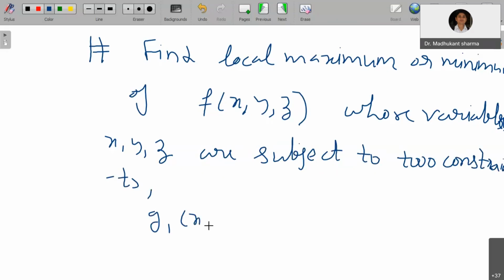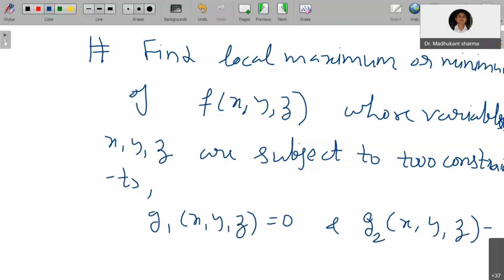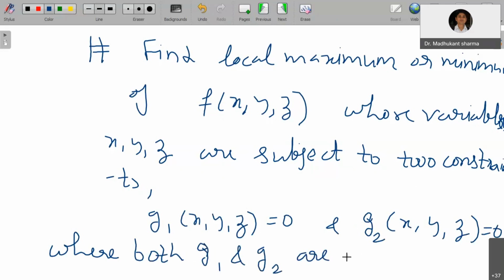g1 of x comma y comma z equals 0 and g2 of x comma y comma z equals 0, where both g1 and g2 are differentiable. That's required.